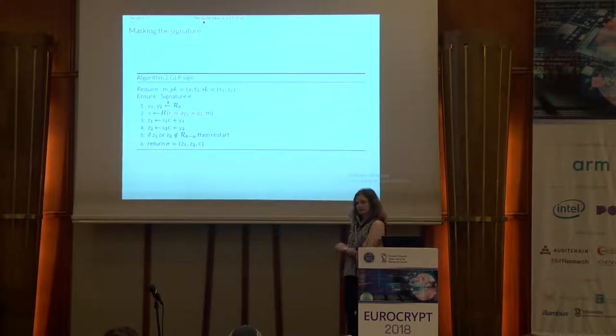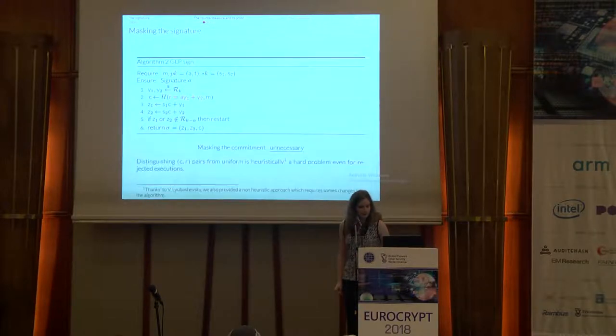For the signature, it was a little bit harder because there was a problem with the commitment value, which is R, equal to AY1 plus Y2. The problem is that we did not want to mask the hashing function because it would have been terrible for performance. And if we see the signature as an identification protocol, we don't see why R should be secret. So actually, we proved that masking the commitment was unnecessary and that it could be an output. We proved this by proving that distinguishing RC pairs from uniform is a hard problem, even for rejected executions. For the final execution, we can see that we can recover C and R, so they're not sensitive. But for the rejected execution, it wasn't trivial to prove.